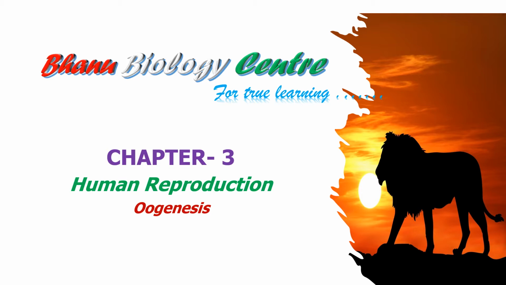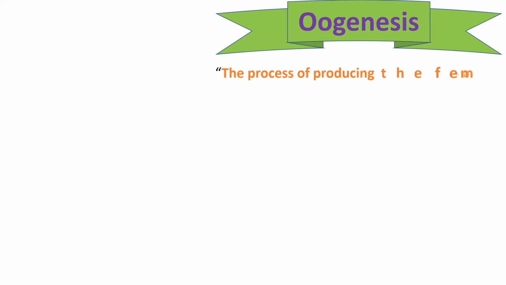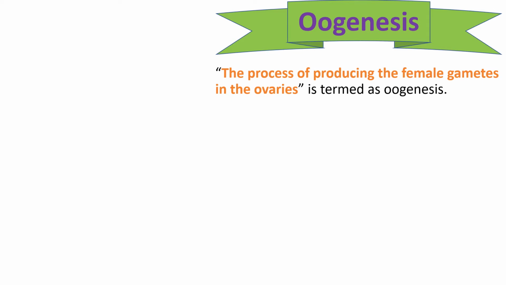In this video, we learn about oogenesis in human females. What is oogenesis? Oogenesis is the process of producing the female gametes in the ovaries, or the formation of the haploid ovum or egg in human female ovaries. Oogenesis is the process that leads to the formation of female gametes, that is ovum or egg, in human females. Here the egg or ovum is in haploid condition. It has one set of chromosomes.